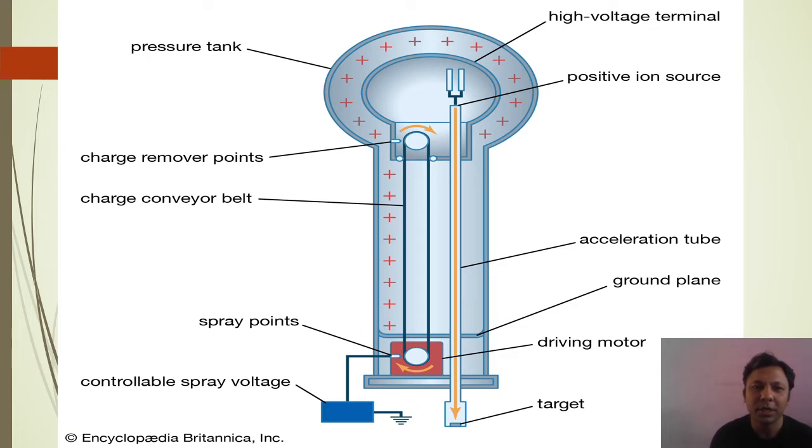So this is the pressure tank. When the motor is running, the conveyor belt is rubbed against the charge remover. So positive charge is generated on the conveyor belt, and it will be spread to the pressure tank. So high voltage will be generated. The explanation of this is here.